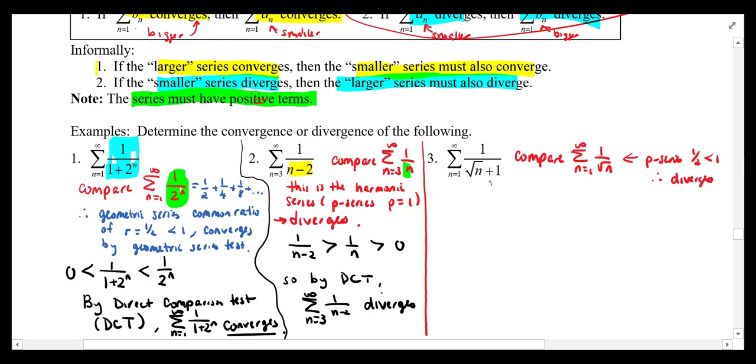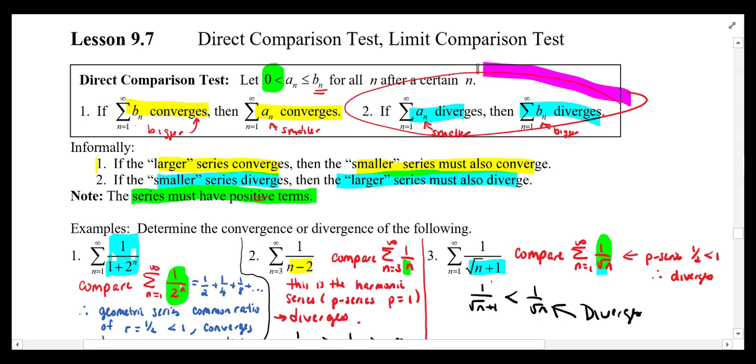But wait, which one is the actual smaller one when I compare these two? Root n versus root n plus 1. Well, root n plus 1, of course, is bigger than root n. 1 over a bigger number is a smaller number, right? So what we have here is 1 over root n plus 1 is smaller than 1 over root n. But wait, we just said that the bigger one diverges. But up here, I need the smaller one to diverge.